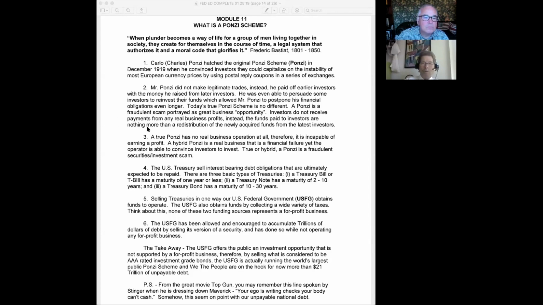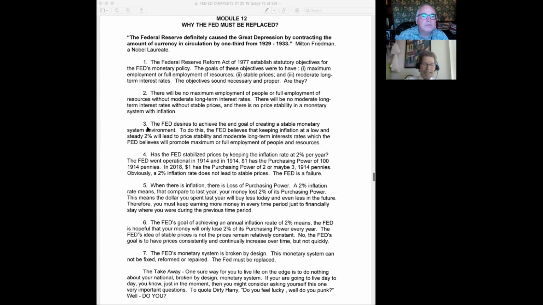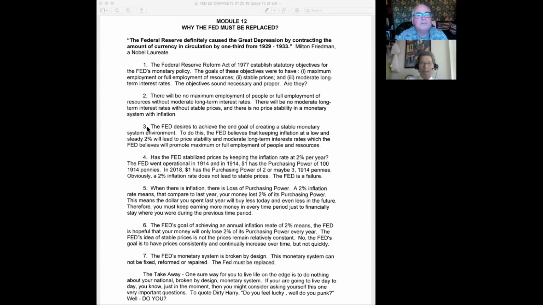So we go to module 12, and now we start to get into some of the heavies. Why the Fed must be replaced. I'm going to read this quote. "The Federal Reserve definitely caused the Great Depression by contracting the amount of currency in circulation by a third from 1929 to 1933." Milton Friedman, Nobel Prize winner. He wrote a book, The Monetary History of the United States, 1867 to 1960, with co-author Anna Schwartz.